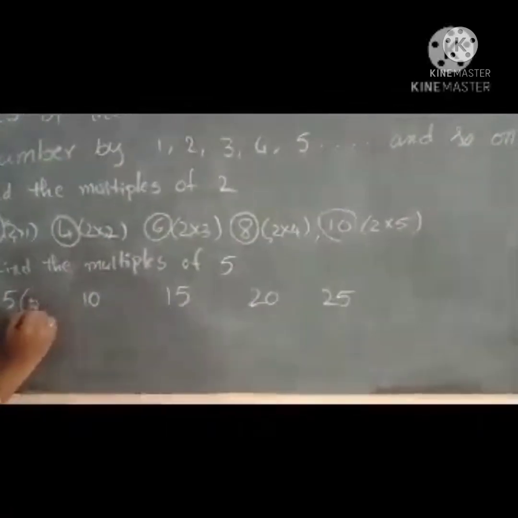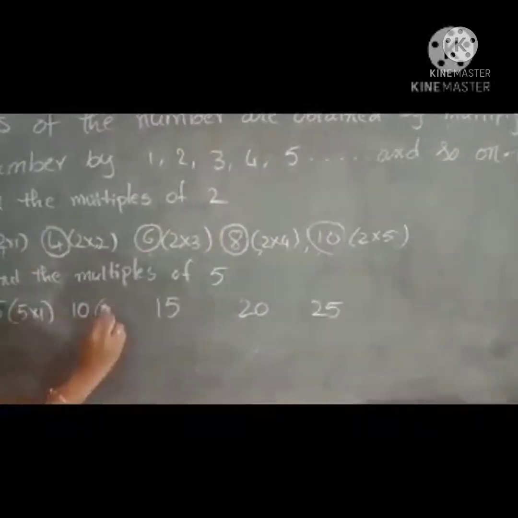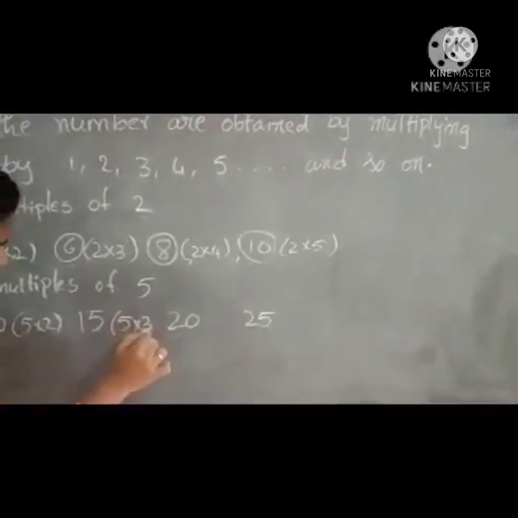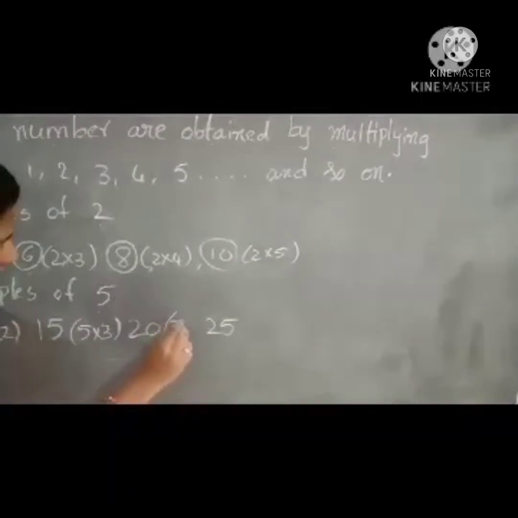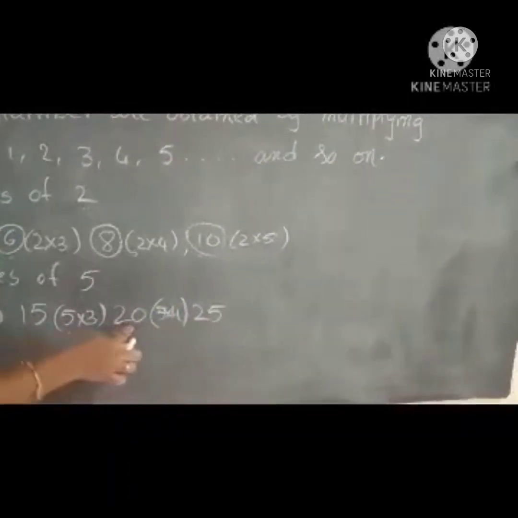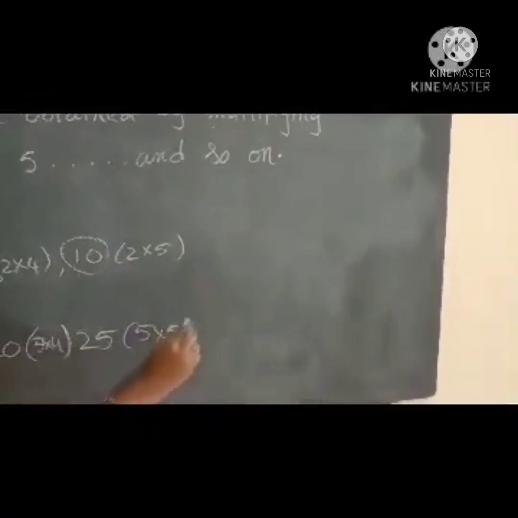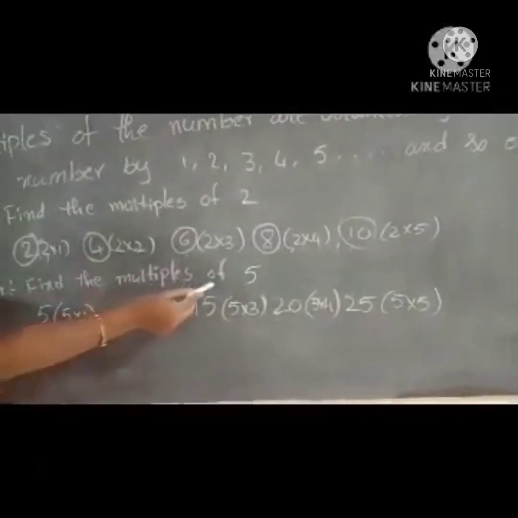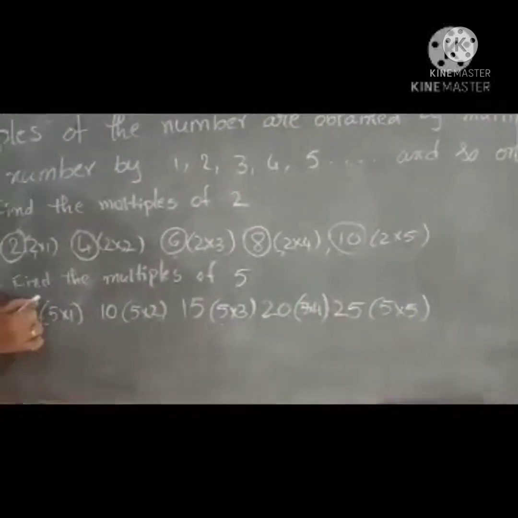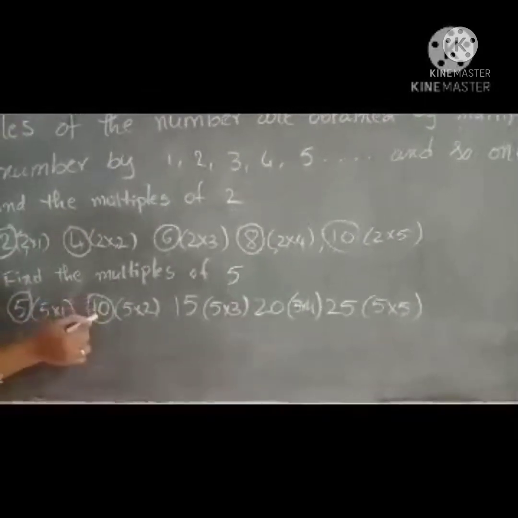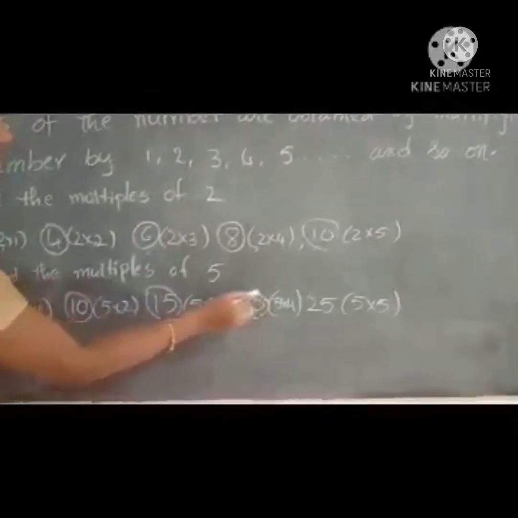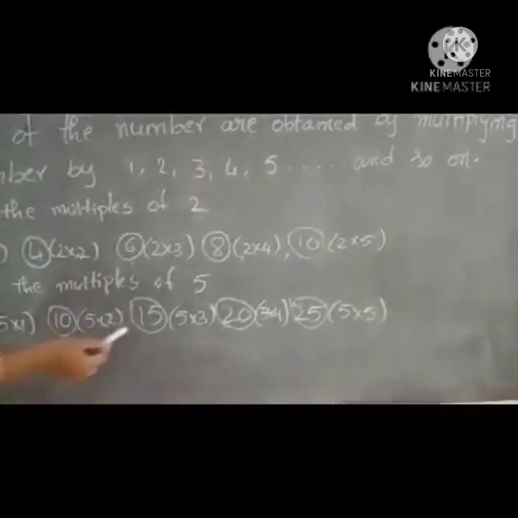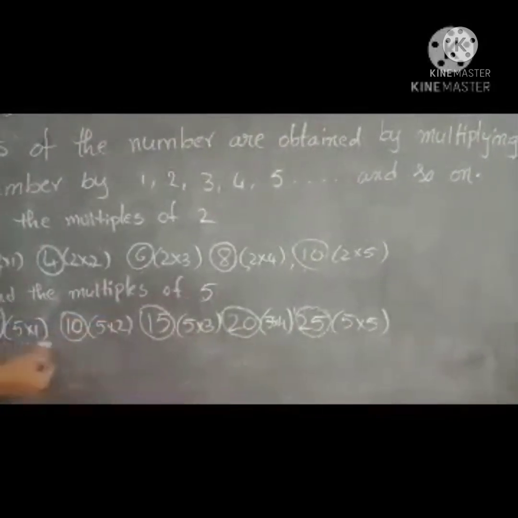5, how will we get it? 5 into 1 is equal to 5. Next, 5 into 2, 10. 5 into 3, 15. 5 into 4, 20. 5 into 5, 25. See the multiples of 5, children. Find the multiples of 5. What are the multiples of 5? 5, 10, 15, 20 and 25. Okay, children? Simply we have to write the 5 table. Multiples of 5 means we have to write the 5 table.